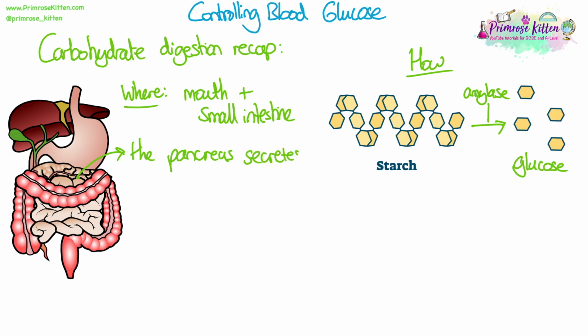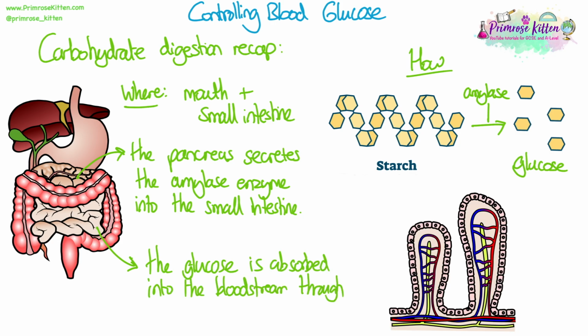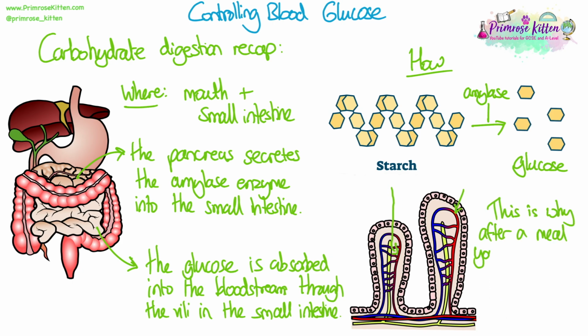Remember, you have amylase in your saliva in the mouth, and then the pancreas secretes the amylase into the small intestine. And then your glucose is absorbed into the bloodstream through the walls of the small intestine, so through the villi in the small intestine into the bloodstream. This is why after you've eaten a meal, your blood glucose level is going to increase. Okay, and that's really the bit that we need to understand for this, because obviously if we're controlling the levels of blood glucose, we need to have examples of when blood glucose levels are going to increase and when they're going to decrease. The main one is that they're going to increase after you've eaten a meal.